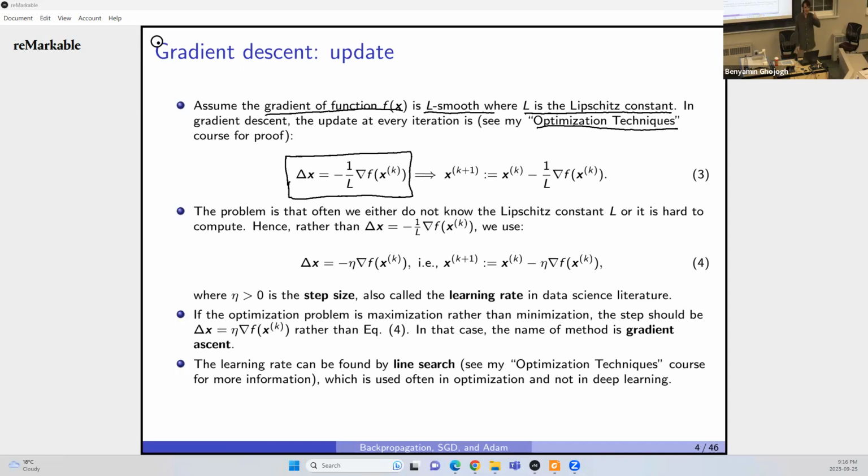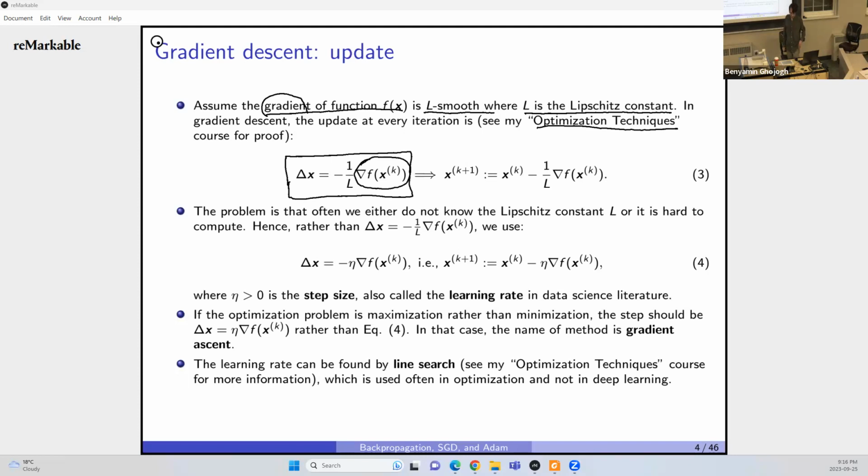Minus 1 over L times gradient. What is L here? L is the Lipschitz constant for the gradient of the function, not the function itself. So the function has some gradient. The gradient of the function is another function, agreed? That also has some slope, and that also has some upper bound on its slope. So assume the gradient of the function is L smooth.